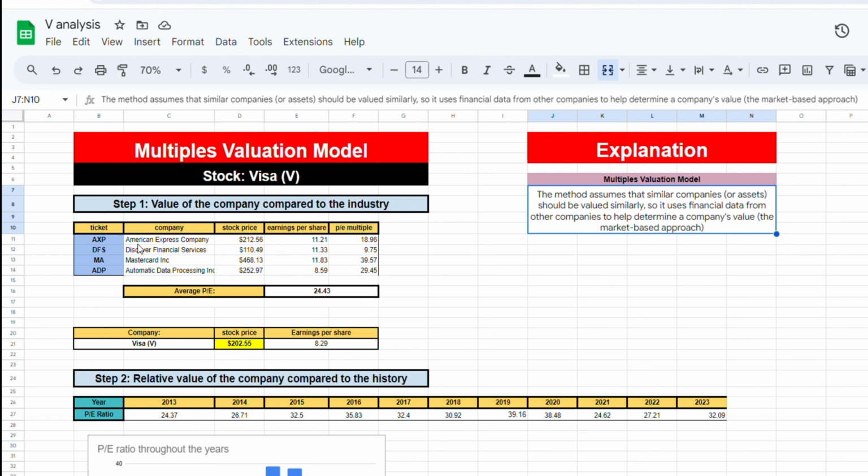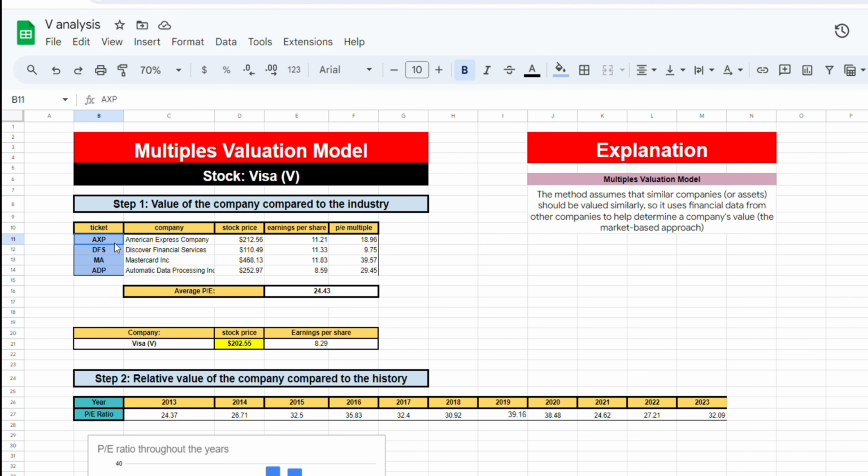The third valuation model we will use is the multiples valuation model, which assumes that similar companies should be valued the same. Companies that are similar are American Express, Discover Financial Services, MasterCard, and Automatic Data Processing. Plugging in their stock price and EPS gives us a PE ratio. We use the average and also the earnings per share of Visa in order to calculate the stock price, coming to $202.55.